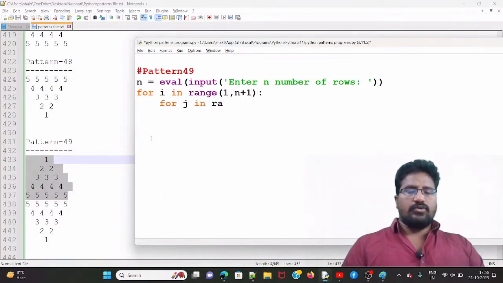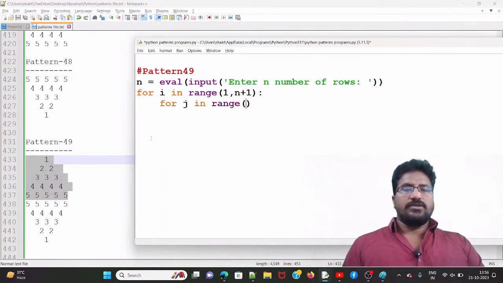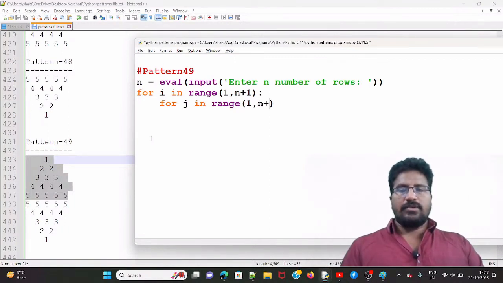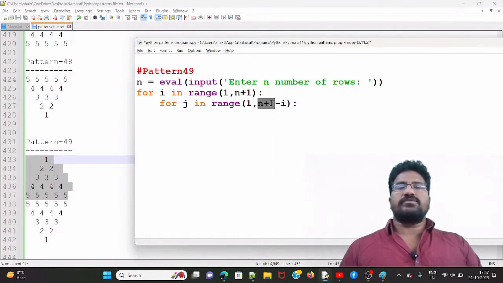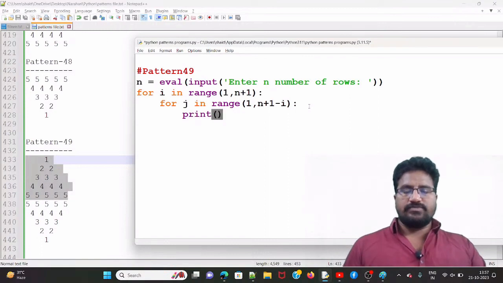Then the j loop. First time 4 times coming, right? So starting 1 to n plus 1 minus i. Let us try now. So n means what? 5. So 5 plus 1 is 6, 6 minus 1 is 5, 5 before 4. So 4 times what displays here? Space display. One space only. That's why n equal to take like this.